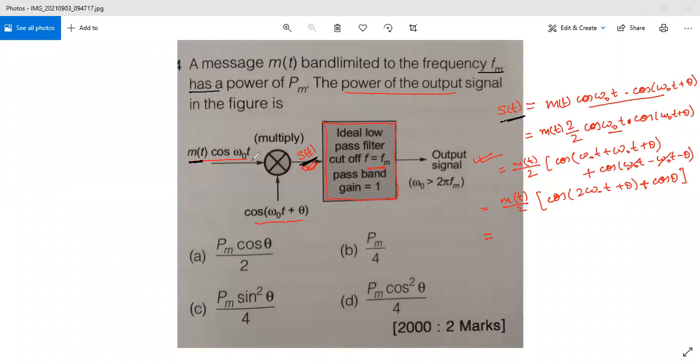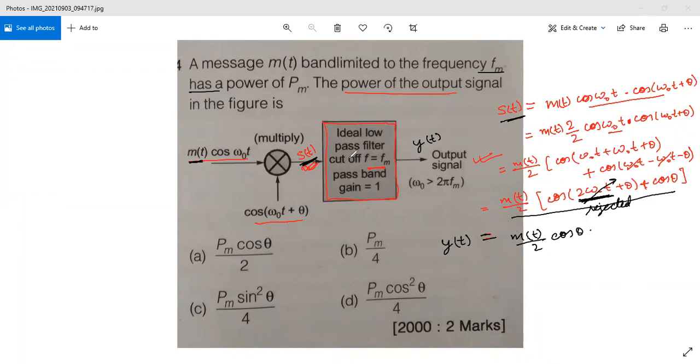So what we can observe is that when this signal is passed through the low pass filter, the component of 2 omega naught t plus theta, which is the twice-frequency part, will get rejected. So we will have the signal m(t)/2 cos theta. Let us call this y(t). So y(t) is equal to m(t)/2 cos theta at the output.